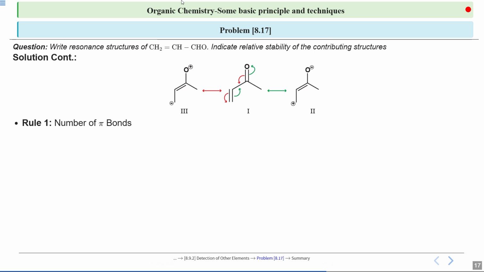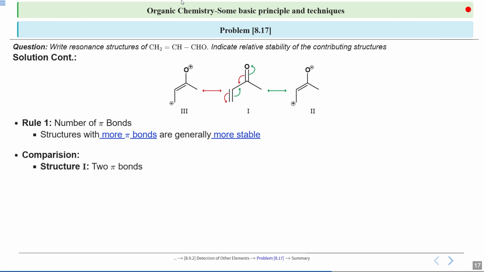Rule number 1 focuses on the number of pi bonds. Pi bonds are crucial because they contribute to the stability of a compound, and a greater number of pi bonds generally indicates that the given resonating structure is more stable. Remember that structures with more pi bonds are typically more stable. This is because pi bonds provide additional electron delocalization, which stabilizes the molecule. Now let us compare the resonating structures based on their pi bonds.